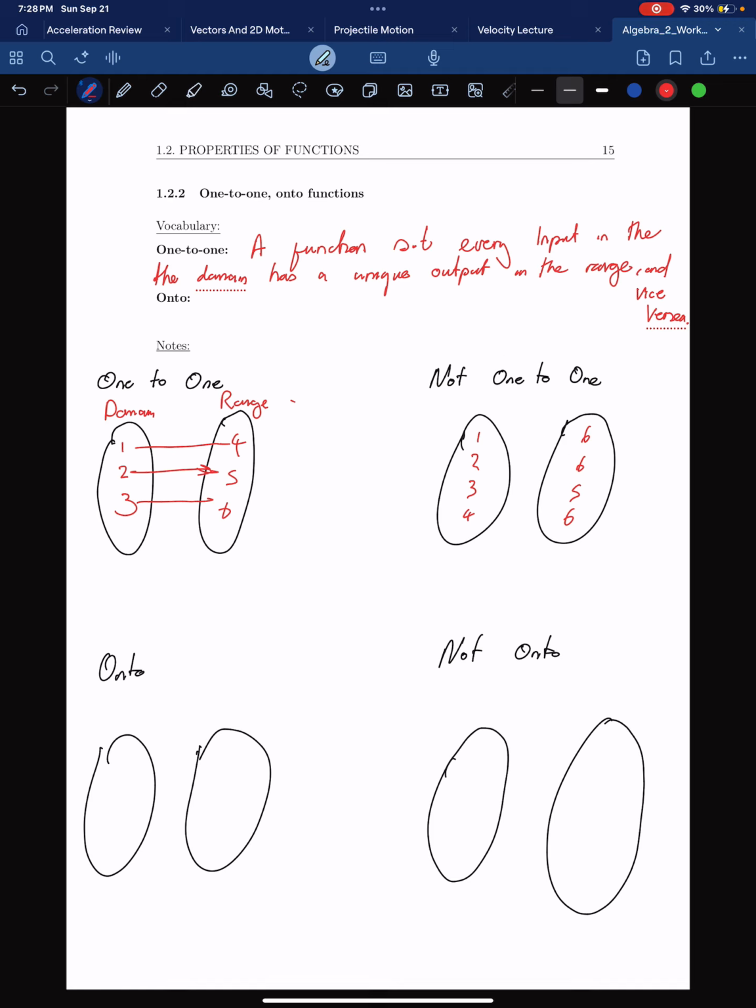So to test whether a function is one-to-one, check if the outputs are repeating. You see, this wouldn't be a one-to-one function. So not one-to-one, although it's still a function. Nice.